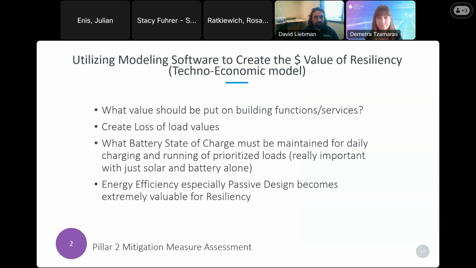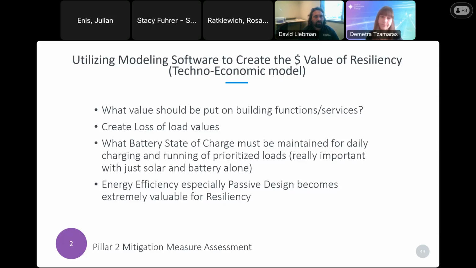So after going through our load prioritization, we really decided that we needed to utilize modeling software in order to create our value of resiliency and really conduct an advanced techno-economic model. And so we needed to model what are the values that we need to put on building functions and building services. We needed to create a loss of load values for our buildings, right? If the campus goes down, if we have to load shed groups of our buildings, what is the loss of load value?